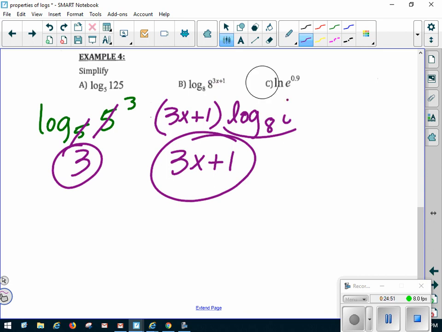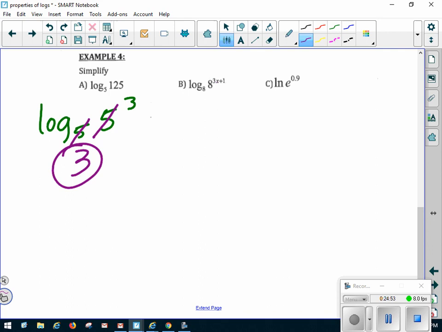Now, you can also think about it like this and say 8 to what power is 8 to the 3x plus 1? 3x plus 1. So see, if these bases are the same, they just cancel and you're left with 3x plus 1. What about C? 0.9. That's it, 0.9.